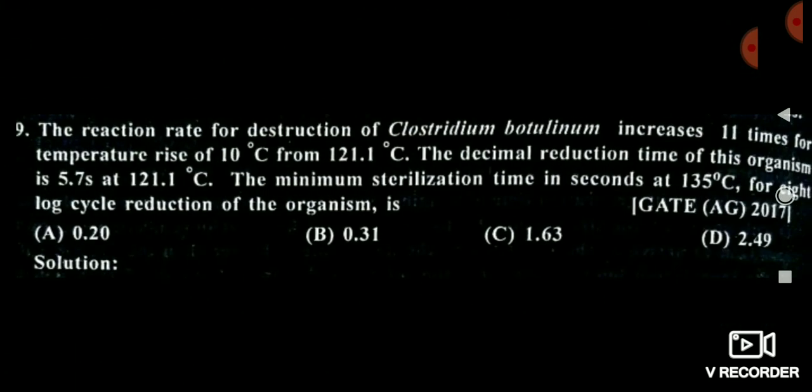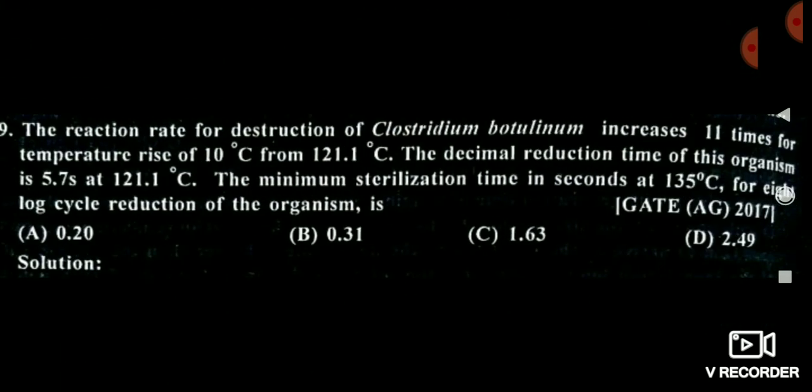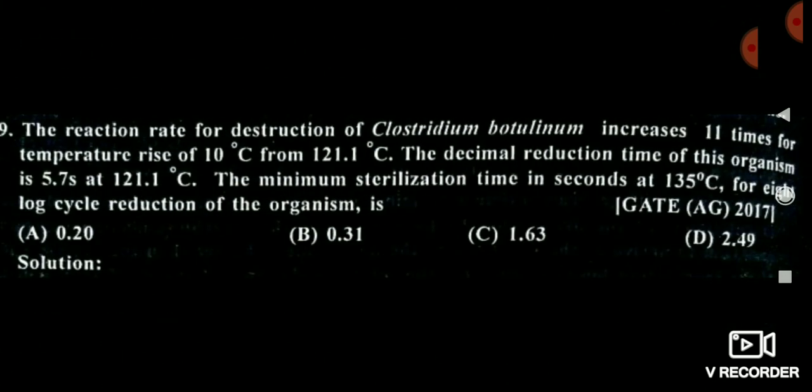So delta T is 10 degrees, and I have calculated the Z value. Here you see that in the question it is given the ratio of K1 to K2 is 11 times, means log base 10 of 11 is equal to 10 by Z. So the Z value is 9.6. Now friends, it is given the decimal log reduction at 121.1 is 5.7 seconds. So you have calculated the Z value, that is 9.6.